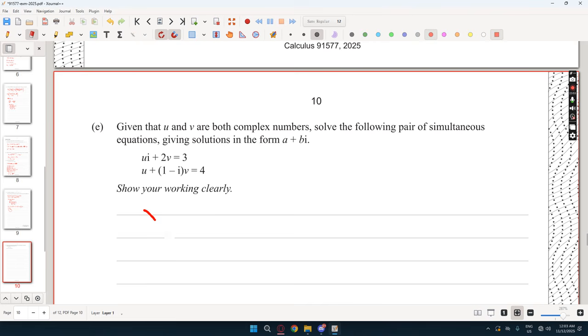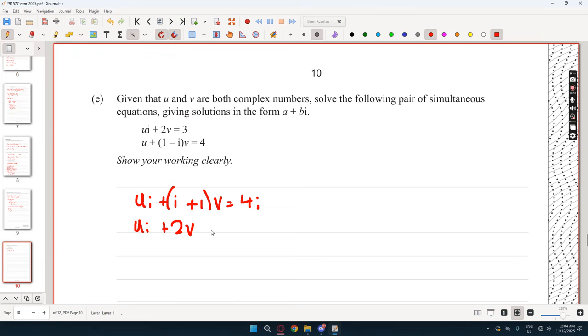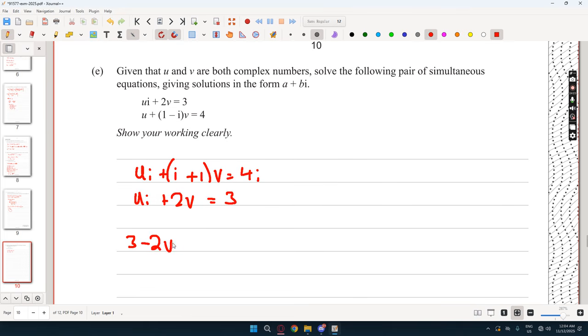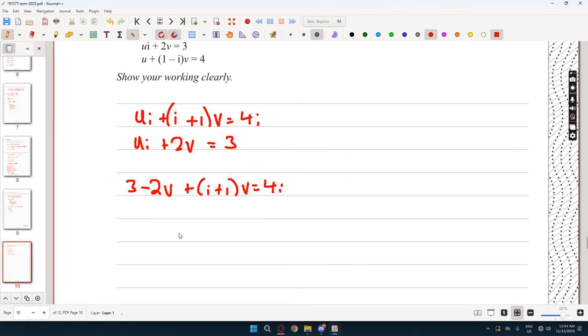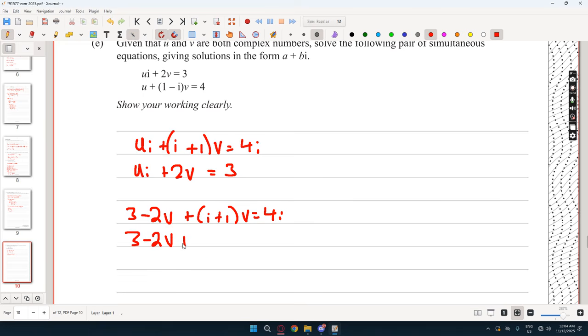ui, okay, so it has to be true that ui plus i minus i squared, which is plus 1, v, equals 4i. That has to be true, right? Multiplying the second equation. And also ui plus 2v equals 3. So that must mean that 3 minus 2v plus i plus 1 v equals 4i. It just has to be true. So 3 minus 2v plus iv plus v must be 4i. So 3 minus v plus iv has to equal 4i.